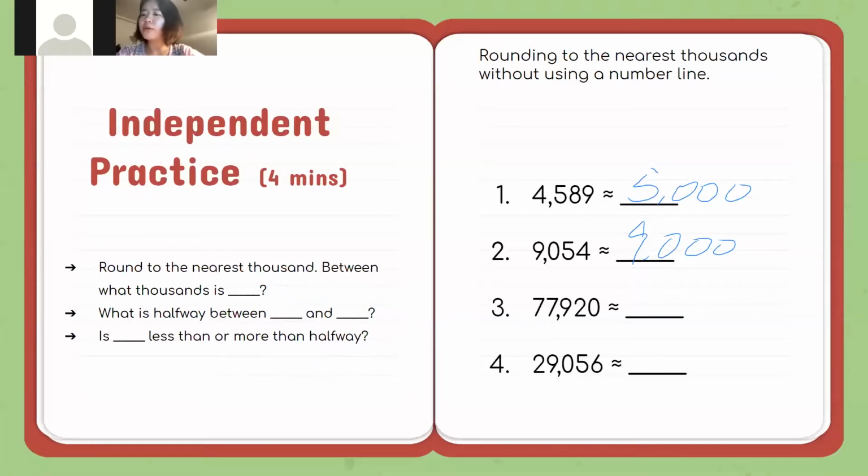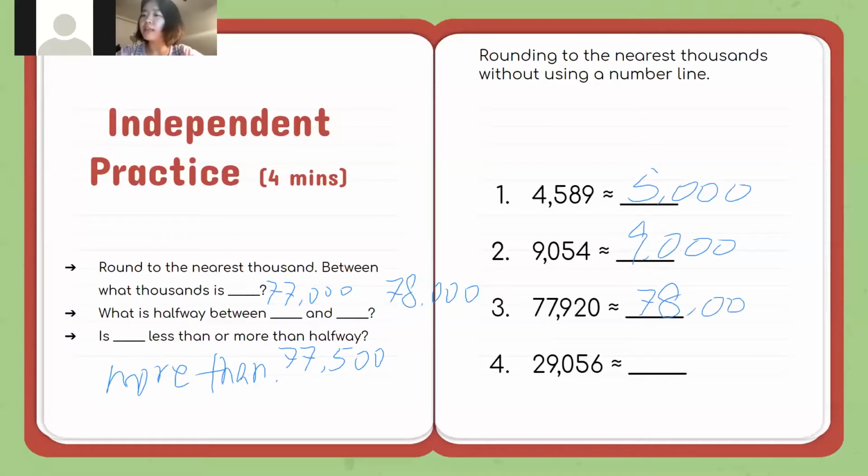And our third number, 77,920. So between what two thousands is 77,920? That will be 77,000 and 78,000. And what is the halfway between these two numbers? It will be 77,500. And is 77,920 less than or more than this halfway point? The answer is more than. Okay, so when a number is more than the midpoint, we will round this number up. So the answer for this one is 78,000.